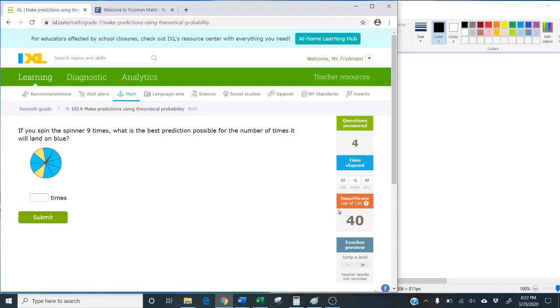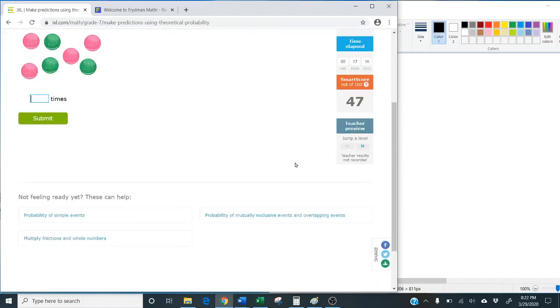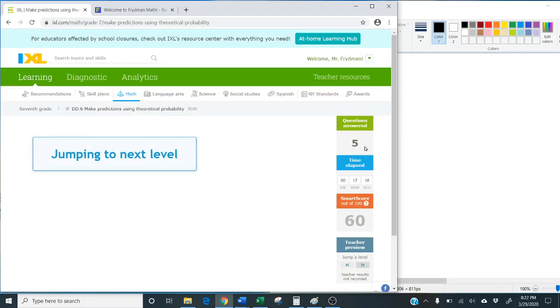Let's go ahead and jump to the next level. Let's see. So this would be, if you spin the spinner 9 times, what is the best prediction possible for the number of times it will land on blue? So let's see. 1, 2, 3, 4, 5, 6, 7 blue out of a total of 9. So that would be 7 over 9 times 9. And you would get 7 for that one. All right, these look to be about the same. So I'm just going to jump ahead to the next level.